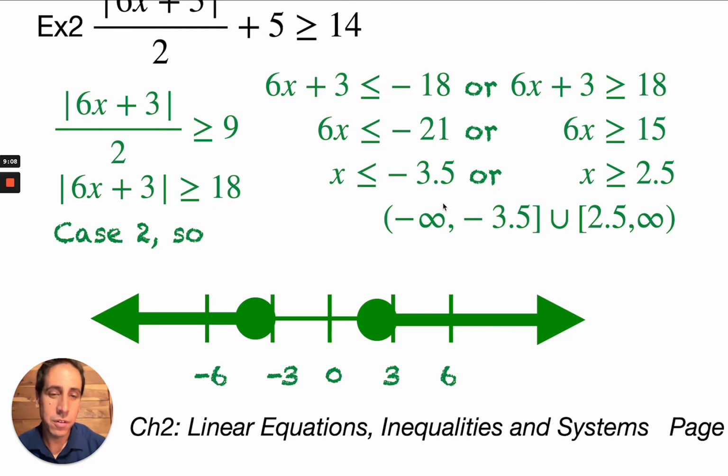And in order to note that in interval notation, you can see the left part shading over here goes from -infinity up to -3.5, includes -3.5, and then the U symbol, that's the union.